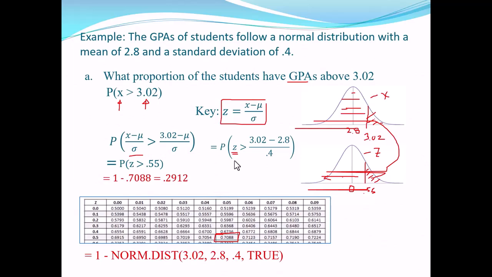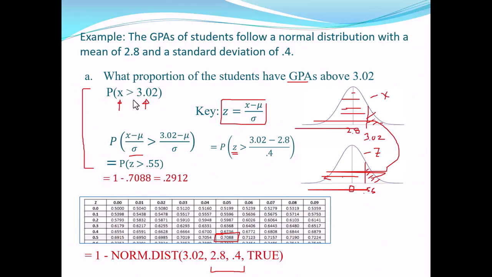Excel makes it easier to find that 0.7088, because Excel allows us to put in different values of mu and sigma. I know what you're thinking. This part here, that was good stuff right there. I really enjoyed doing it. Said nobody ever.